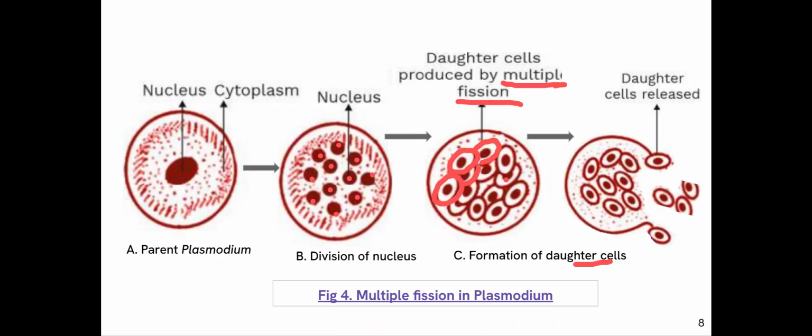And when each of these daughter cells has accumulated some amount of cytoplasm and is enclosed by a covering, the parent cell breaks open to release the daughter cells. This Plasmodium is the causative agent of malaria.